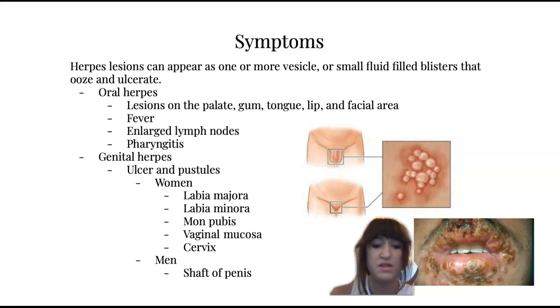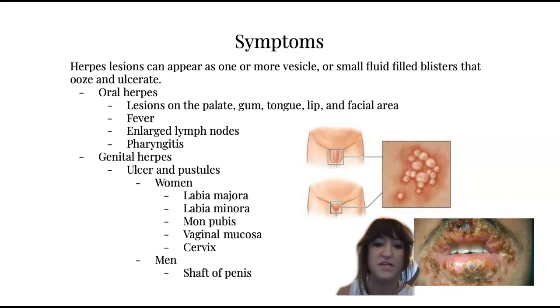And so with oral herpes, what we usually see is lesions appearing on the palate, gum, tongue, lip, and facial areas. Oral herpes is usually associated with fever as well, and enlarged lymph nodes can also be seen with oral herpes. And then adults will also sometimes experience pharyngitis as another symptom of oral herpes.